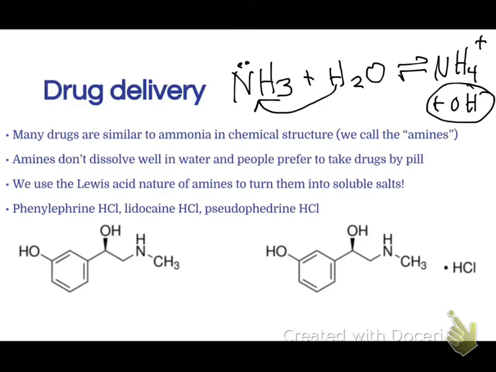Okay, so if that's true, a lot of the drugs we use are based on ammonia or ammonium. That's the NH4 right here. That classification of drugs are generally named amines because it's similar to ammonia. It's derived from ammonia. Amines don't dissolve very well in water. And since people like to take drugs by eating them rather than injecting, you need to be able to dissolve your drug in water.